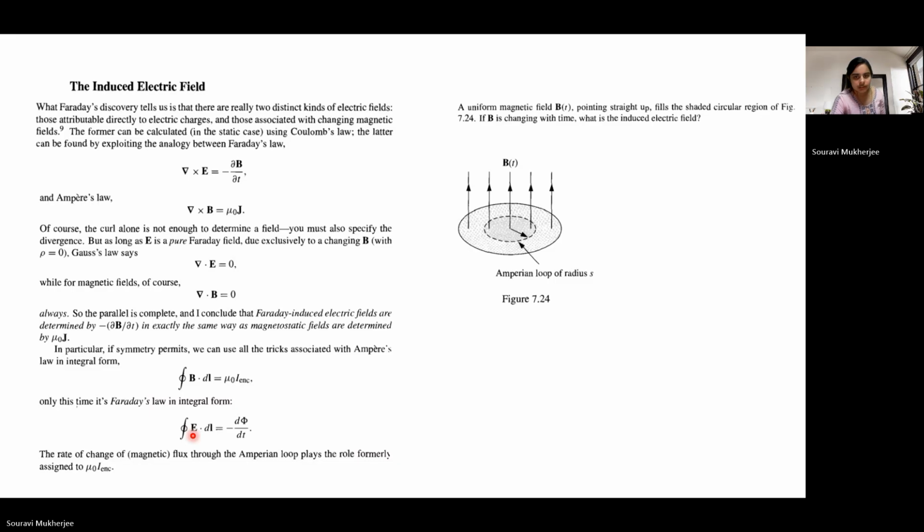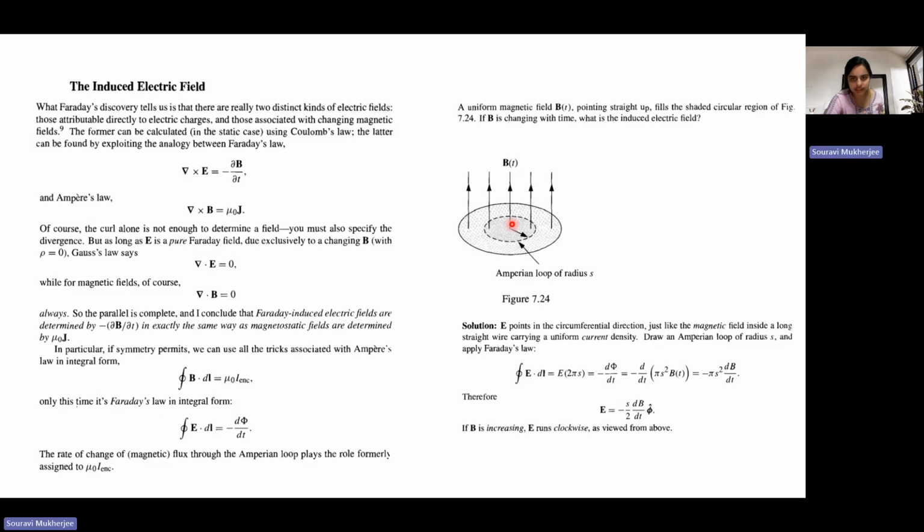So now let us try to solve this question where you have a uniform magnetic field. The magnetic field is uniform, pointing straight up. It fills a shaded circular region. And what is the induced electric field? So there is a magnetic field and you have this Amperian loop considered. You want to find the field somewhere here.